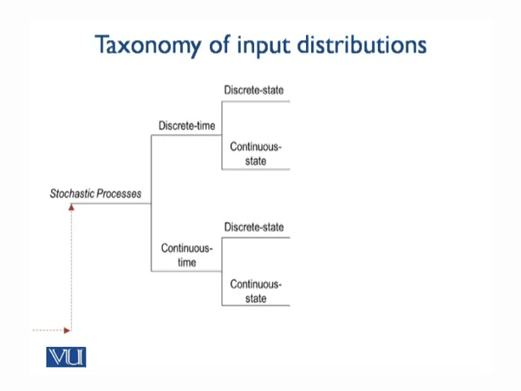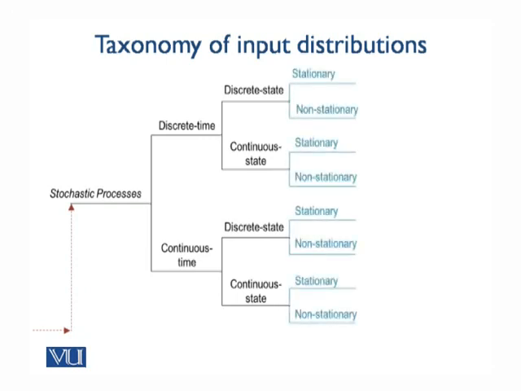Furthermore, we can divide the discrete time stochastic process into discrete state stochastic process and continuous state stochastic process. Both of these can be used to model the input random variables. So it's important that we not focus just on the Poisson and the exponential distributions. We can make use of all the models that we've studied in our sessions on stochastic processes. An example of a discrete time stochastic process is the general case of Markov chains.